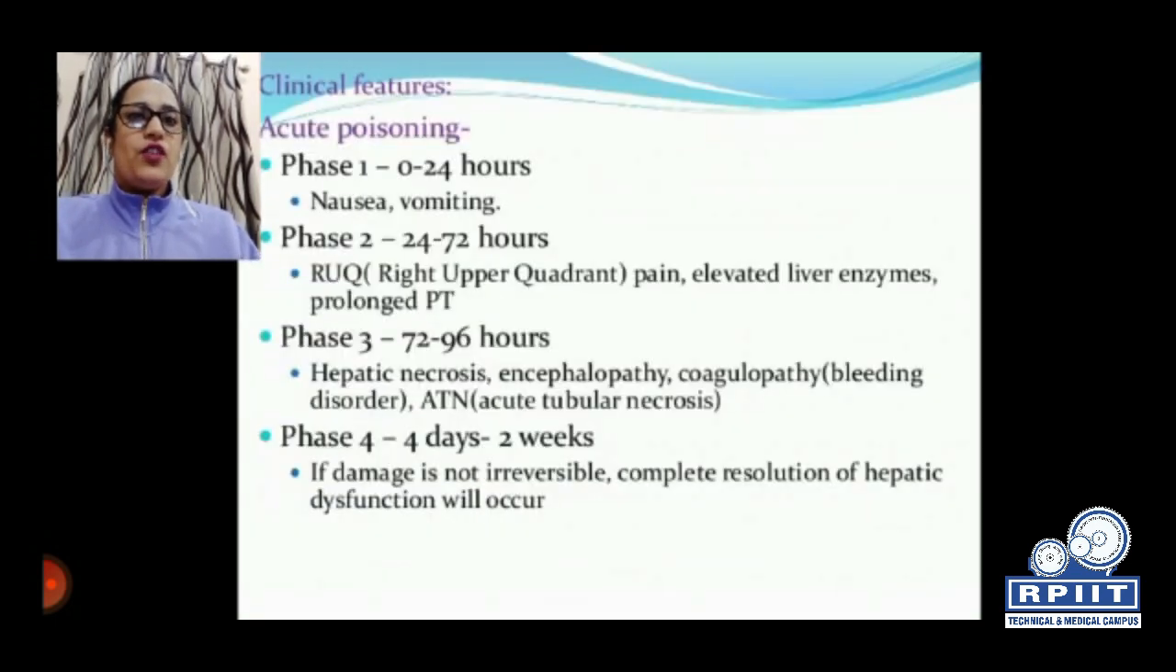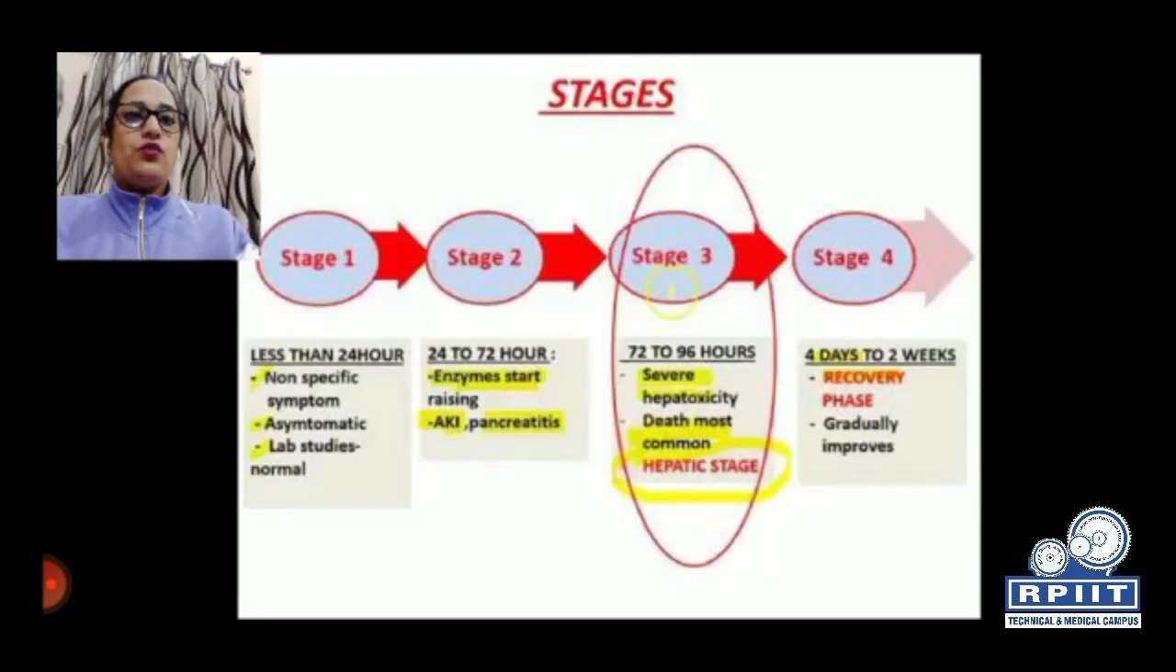The clinical features of acute poisoning of paracetamol are divided into 4 phases. Phase 1 ranges between 0 to 24 hours and causes nausea and vomiting, whereas phase 2 is between 24 to 72 hours, phase 3 between 72 to 96 hours, and phase 4 between 4 days to 2 weeks, as we can say here.